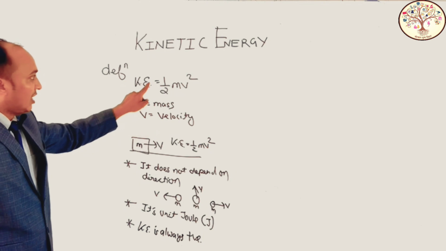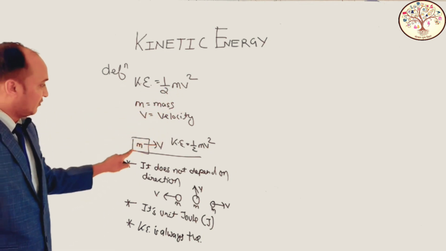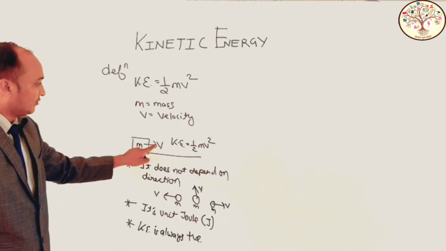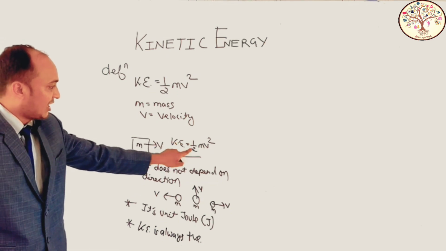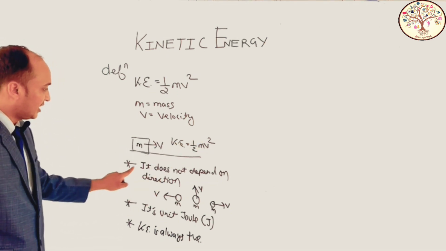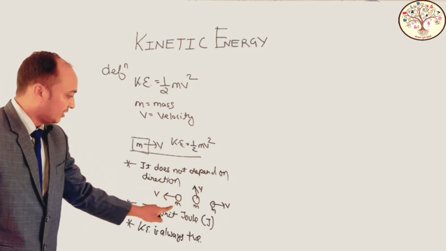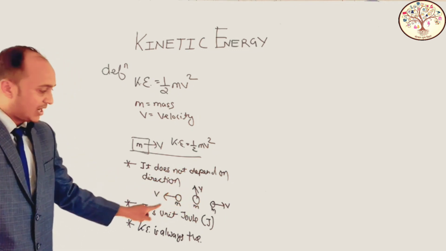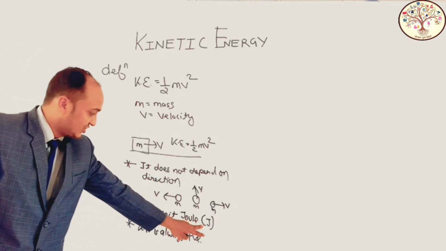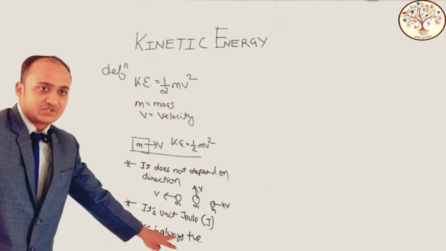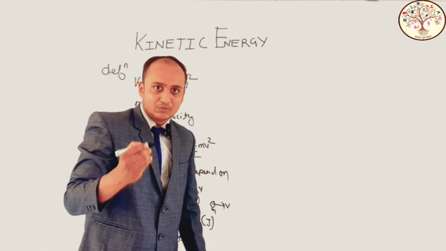Let me recap. The definition of kinetic energy is half mv square, where m stands for mass and v for velocity. If a block of mass m is moving with velocity v, it must have energy known as kinetic energy, and its amount is half mv square. The first point is that it does not depend on direction, whether you move left, right or up. If the mass is the same and velocity is the same, then kinetic energy must be the same. Its unit is joule, the symbol is J, and it is always a positive quantity. Now we will take up a numerical and understand it in more depth.